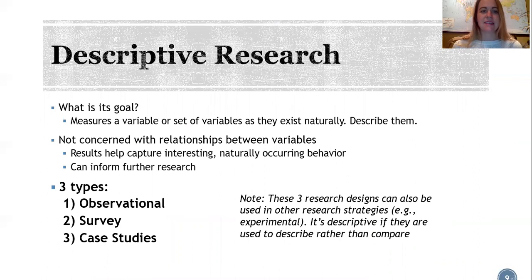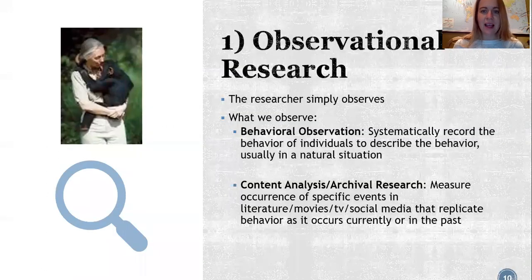So the goal, again, is to measure a variable or set of variables as they exist naturally and simply to describe them. We're not looking at the relationship between different variables. The goal of this is to take that snapshot and capture some behavior as it exists naturally, and maybe it'll be interesting what we find. There are three main ways that we can do descriptive research, which we'll describe now. The first is observational research. This is when the researcher simply observes, and we can observe different things.